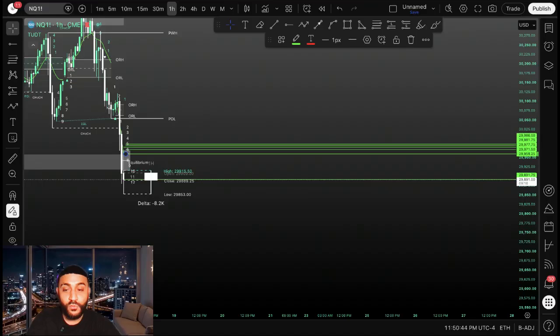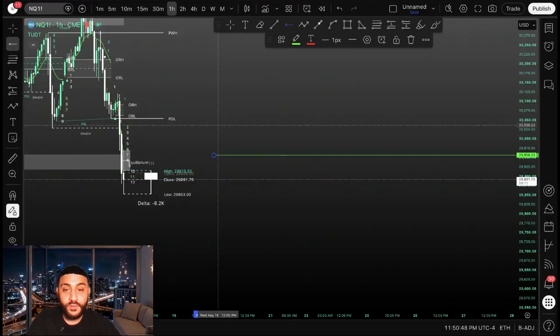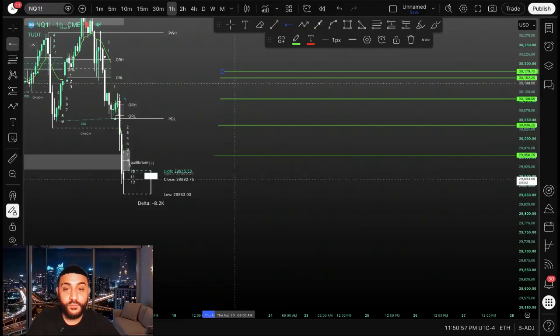Because what we're looking for would be a 5, 10, 15, 30, a 1, 5, 10, 15, and a 30. Pretty much just like that. You want these spread out pretty nice.